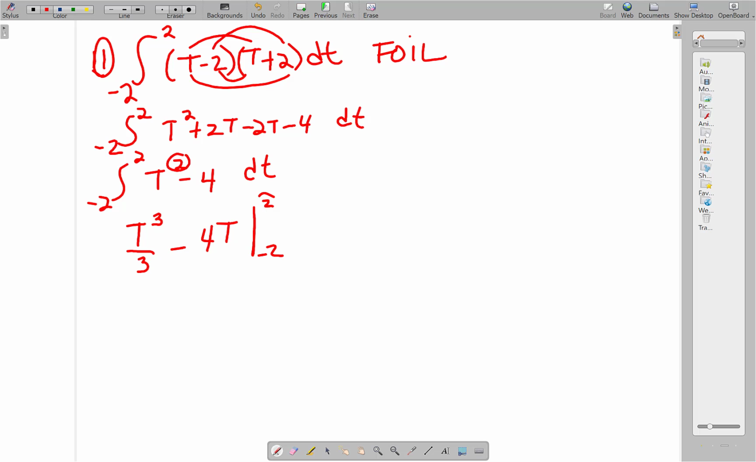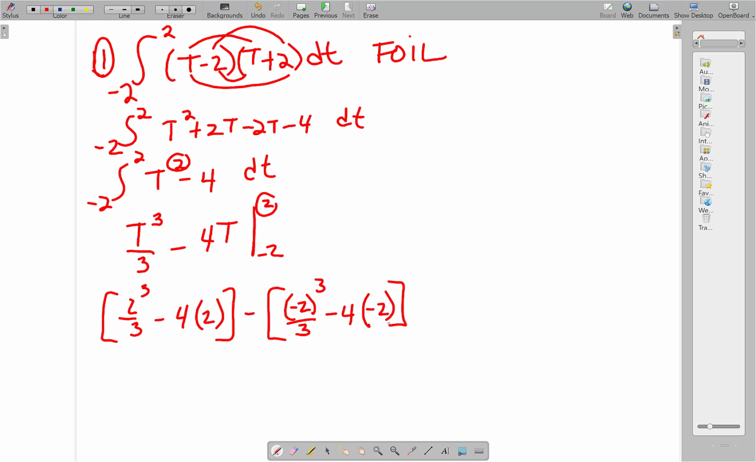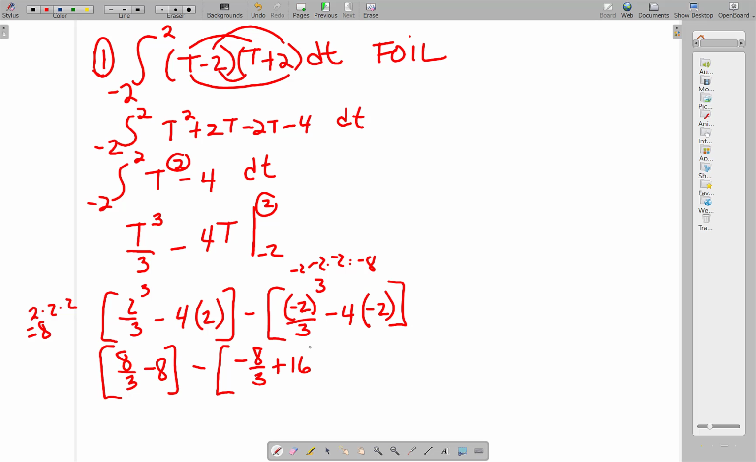So we would have, let's start with 2 in the first brackets. 2 to the third over 3 minus 4 times 2, minus negative 2 to the third over 3 minus 4 times negative 2, which equals, 2 to the third is 2 times 2 times 2 equals 8. So we have 8 thirds minus 8 minus negative 2 times negative 2 times negative 2 equals negative 8. Negative 8 thirds plus 16.